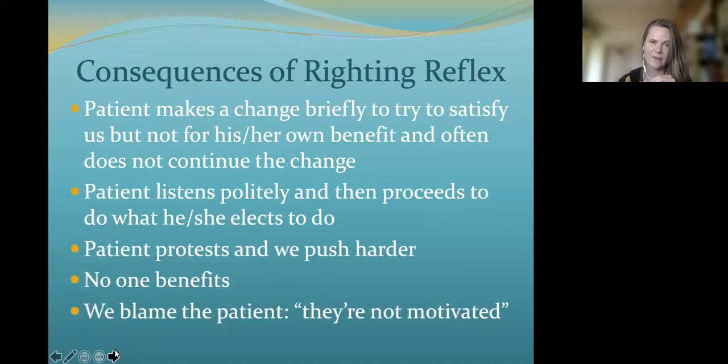And the reality is that when we engage in that kind of thinking, there are a few predictable outcomes. Perhaps the patient makes a change briefly to pacify us if they like us as a provider, but it's not going to stick because it's not for their own purposes. Maybe they'll listen politely and then go ahead and do whatever they were going to do in the first place. I'm sure we all have plenty of experience with that. Perhaps they protest and we continue to push harder and we get locked into that kind of internecine struggle. In any case, nobody benefits, and very often we're drawn to blame the patient by saying they're resistant or they're not motivated, when that's not actually the case.